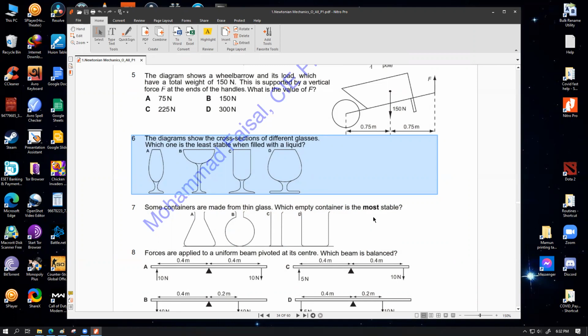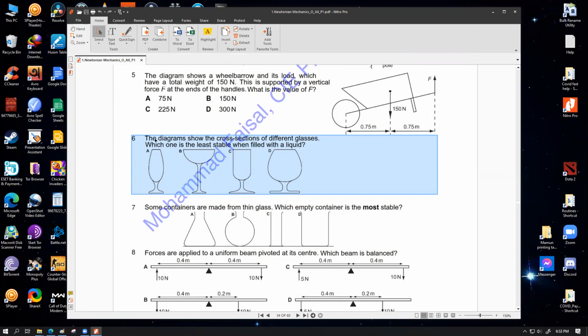Have a look at the base areas. Exactly, B is the correct response. If you have a look at the base areas, this is really wide. This is also less wide than this one, but this is also quite wide. Compared to A and B, these two have wide bases, so they shouldn't be least stable.